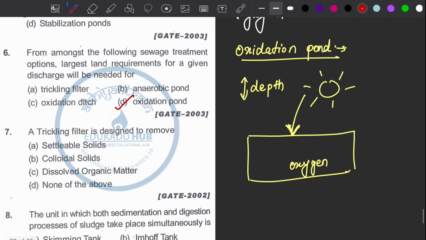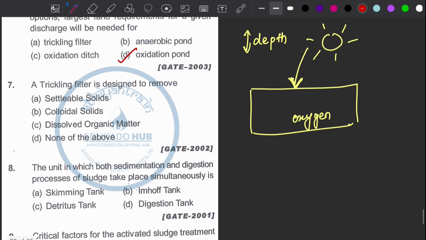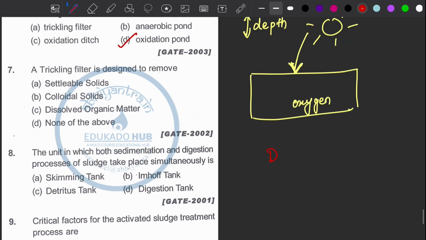7th is, a trickling filter is designed to remove settleable solids, colloidal solids, dissolved organic matter, or none of the above. So the trickling filter is a fixed bed biological filter. That means bed is fixed and that operates under mostly aerobic conditions. Bed is fixed, aerobic conditions it will be used, and it removes dissolved organic matter.